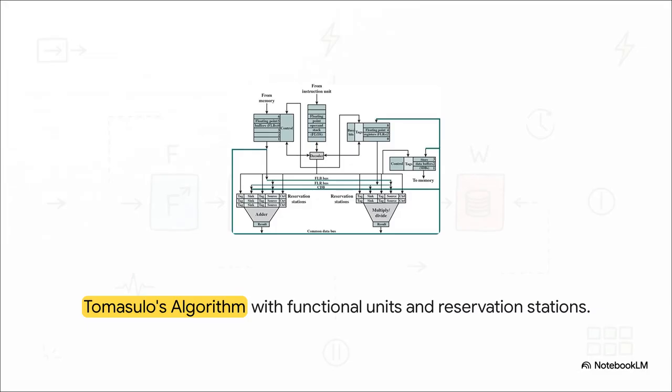Notice the reservation stations attached to the adder and the multiplier. Think of those as the holding pens. When an instruction is issued, it goes right there to wait for its data. It buffers the data locally, right at the functional unit, and that completely eliminates the need to constantly read from the main register file. It's a huge time saver.